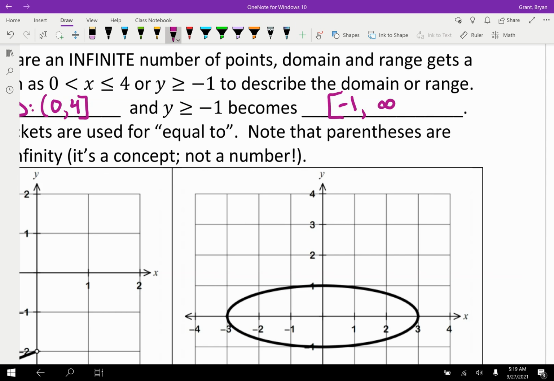And then the weird part with infinity is that infinity is not actually a number. It just means go forever, right? You can't count to infinity. It's not the last number you can ever get to. It just means keep going forever. And so since infinity isn't a number, it's just a concept, we can never be equal to infinity, so infinity always uses a parenthesis.